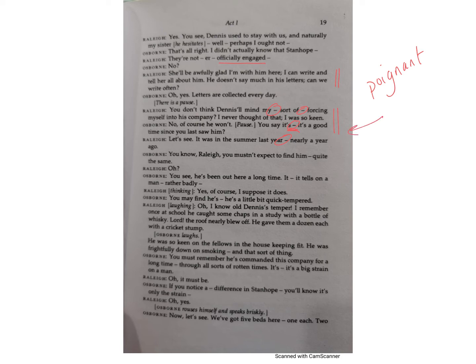So both of them are using pauses in conversation to feel their way around their own worries or concerns at that moment, right? And Raleigh confesses that he didn't quite think it through. Maybe there'll be a problem with this. And Osborne says, no, it's fine. "It's a good time since you last saw him." So it's a long time since you last saw him. He knows that the Stanhope that Raleigh is going to find is very different to the person who now exists because of the consequences of the war.